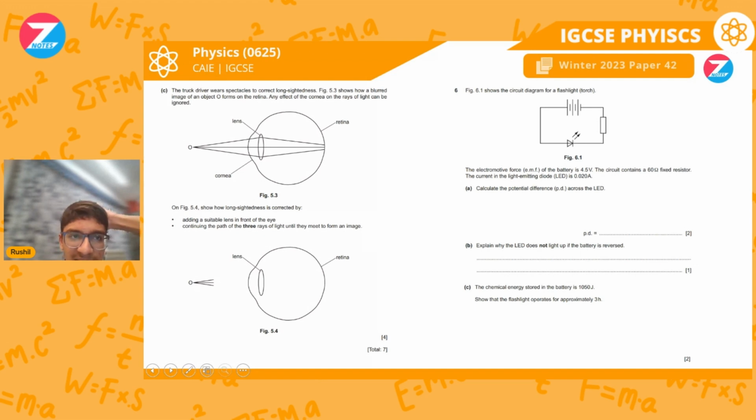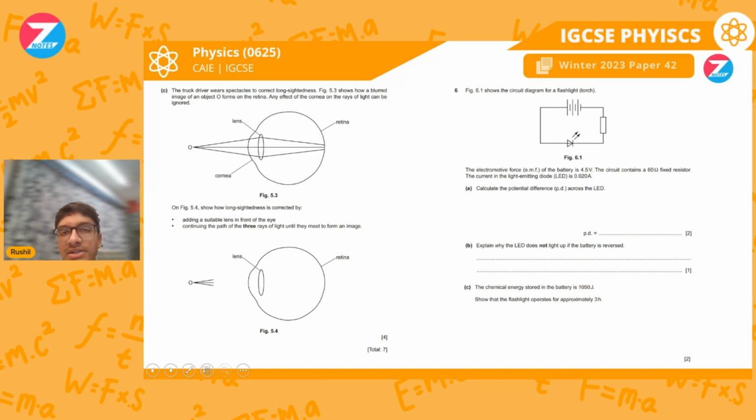The truck driver wears spectacles to correct long-sightedness. The figure shows how a blurred image forms on the retina. Any effect of the cornea on the rays of light can be ignored. Show how long-sightedness is corrected by adding a suitable lens and continuing the path of the three rays until they meet to form an image.